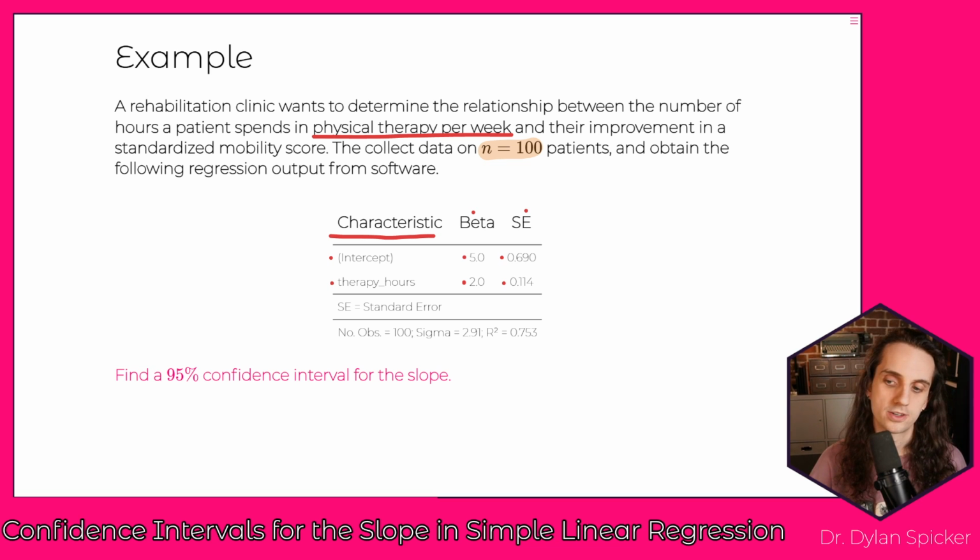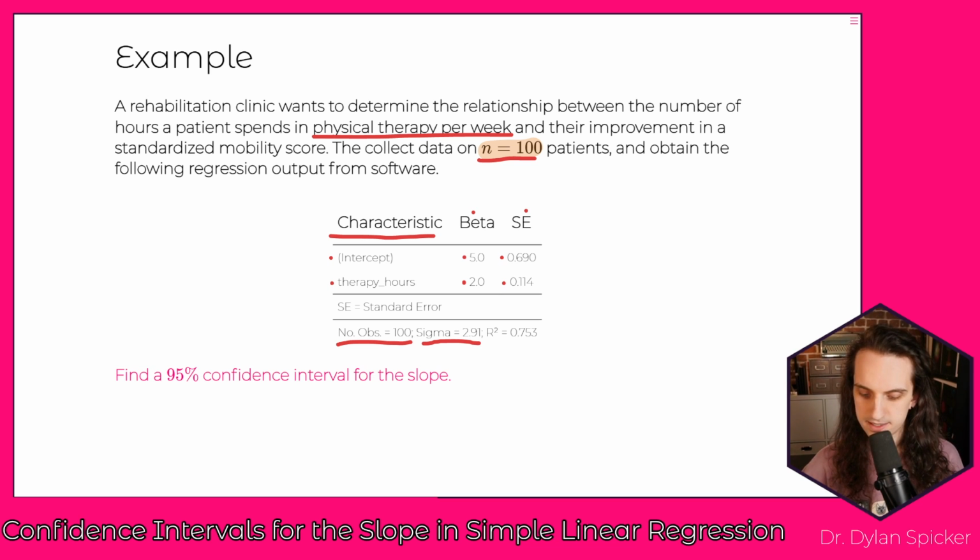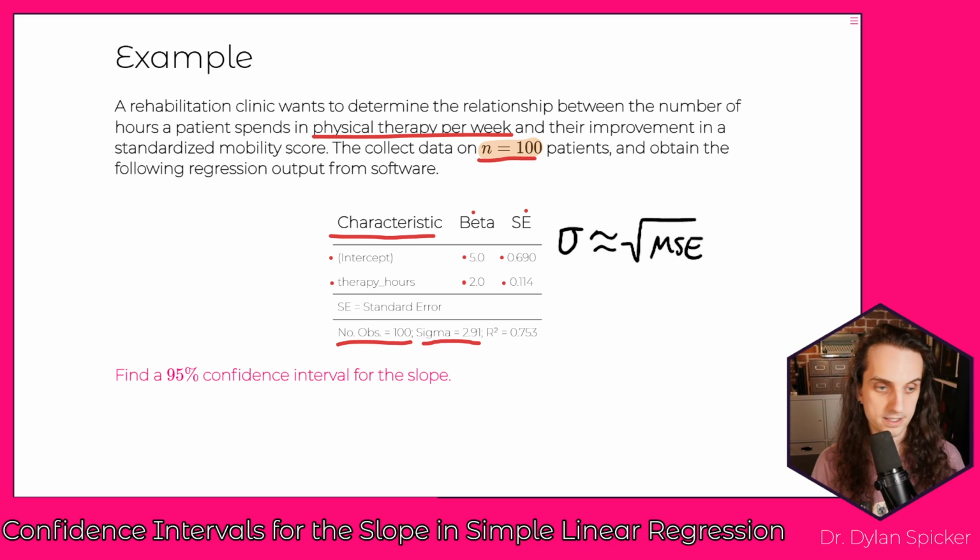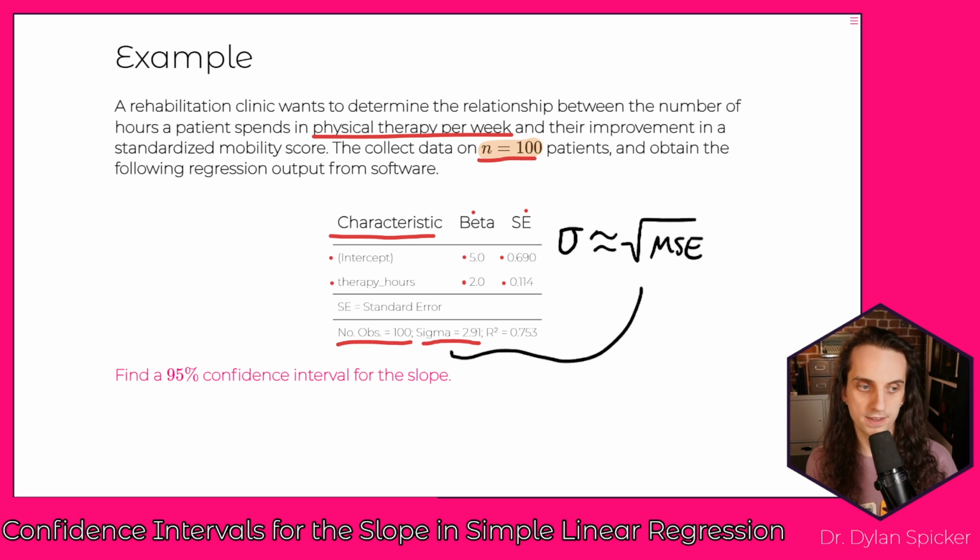We're also told some extra information, right? We're told the number of observations is 100, though we were given that in the text of the question. We're told that sigma is 2.91. And so sigma in this case is going to be the square root of the MSE. Sigma is approximately the square root of the MSE in general, and here it's actually the square root of the MSE. And then we're also told that the R squared value is 0.753.